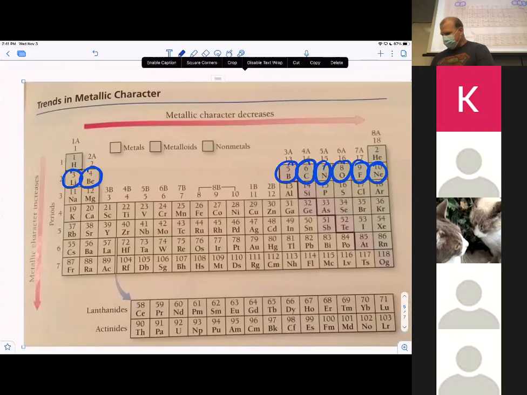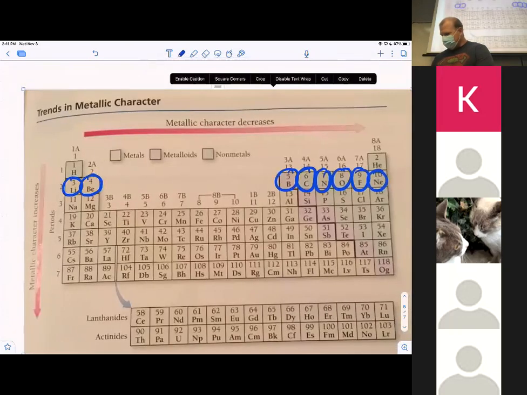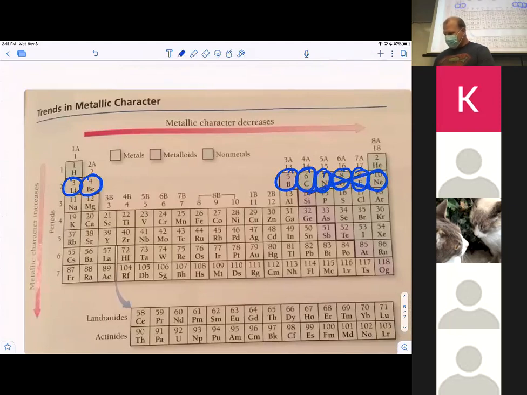These are definitely not metals. But you could make arguments for boron or carbon, whether they're kind of metal-ish. Carbon is more non-metal-ish, but it has some metal-ish things. But fluorine and neon, definitely not metals.